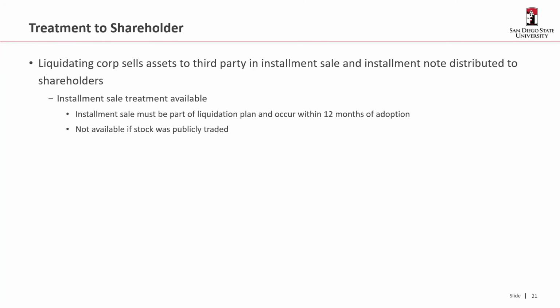All right, so if a liquidating corporation sells assets to a third party in an installment sale, think about this. The liquidating corporation is getting rid of all of its assets, and it sells assets to a third party, unrelated to the shareholder, in an installment sale. Now that installment note is distributed to the shareholders. Installment sale treatment is available to the shareholders. The installment sale must be part of a liquidation plan and must occur within 12 months of the adoption. And this is not available if that stock was publicly traded.